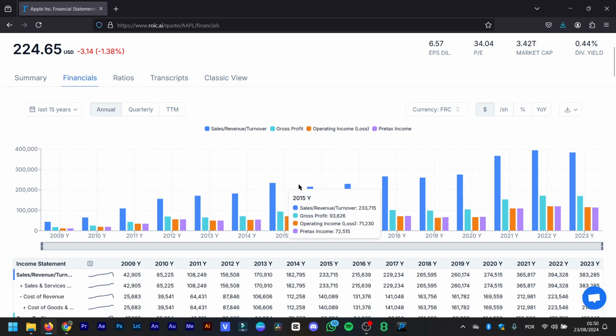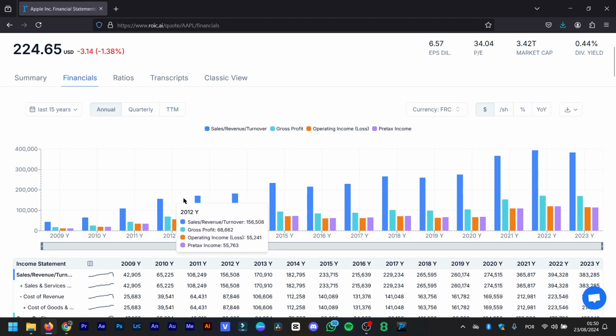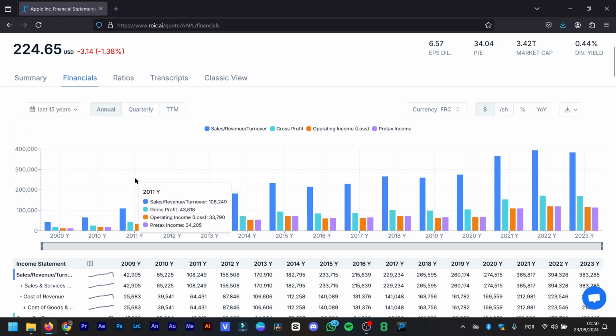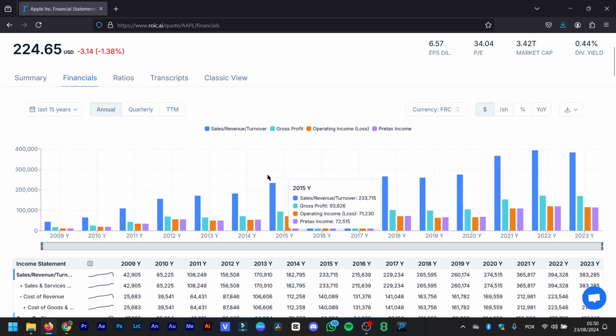Okay, so the sales, revenue, turnover, gross profit, operating income, loss, pre-tax income, everything from 2009 all the way up to now, to 2023, using Apple for example. You can see the last 15 years here, last 30 years, annual, quarterly, pretty much everything with this website right here.